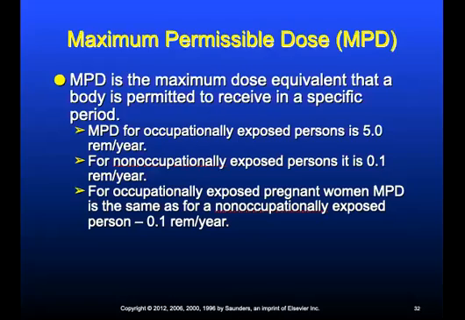The maximum permissible dose is the maximum dose equivalent that a body is permitted to receive in a specific period. For somebody with occupational exposure, this is 5 rems a year. For someone who doesn't take X-rays as part of their job, it is about 0.1 rems per year. For occupationally exposed pregnant women, the maximum permissible dose should be less than 0.1 rems per year.